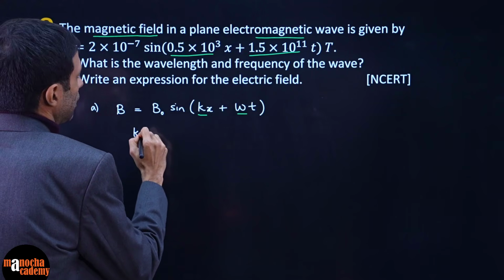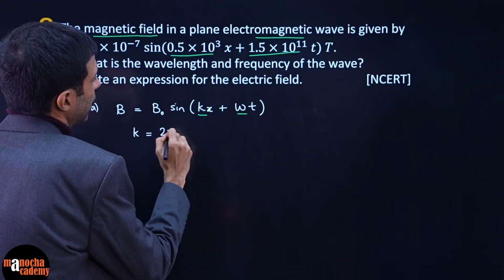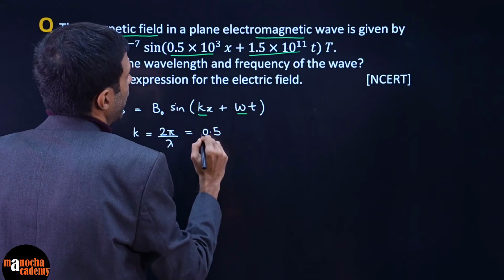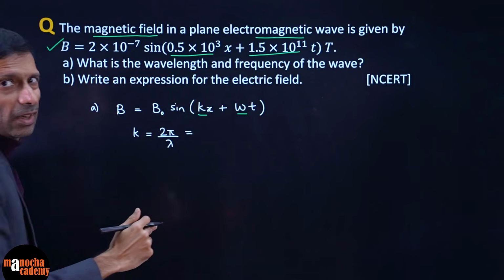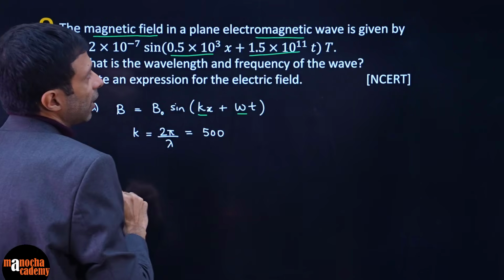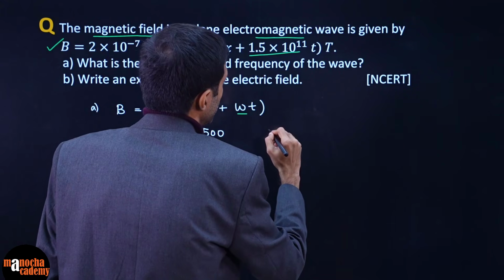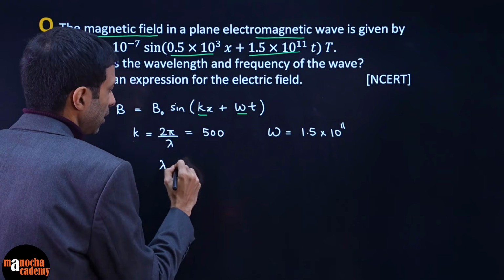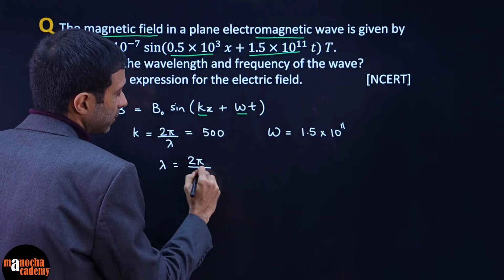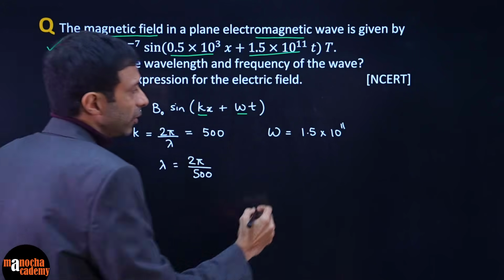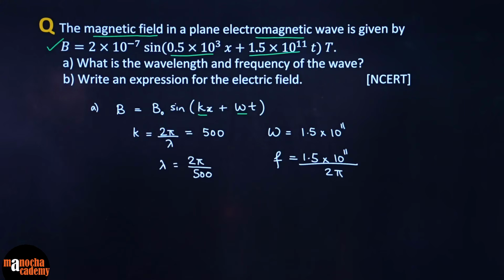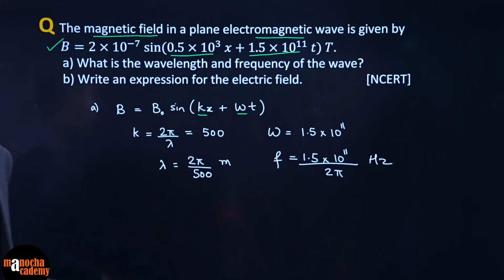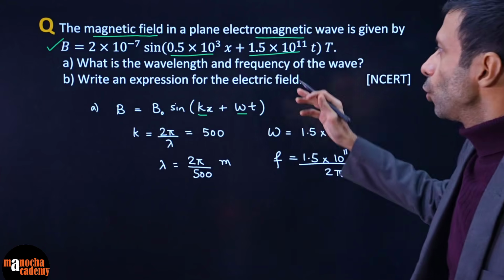So let's write that down. So k, which is basically your 2 pi by lambda, is nothing but 0.5 times 10 to the power 3, which basically means 500. And omega is what? Omega, which is 2 pi f. So can you guys work out the wavelength for me? Absolutely. Lambda will equal 2 pi by 500. What will be the frequency? This is 2 pi f. Again, these are all in SI units, so meters and so many hertz. Did you guys get this? Yes or no? So first part is done.